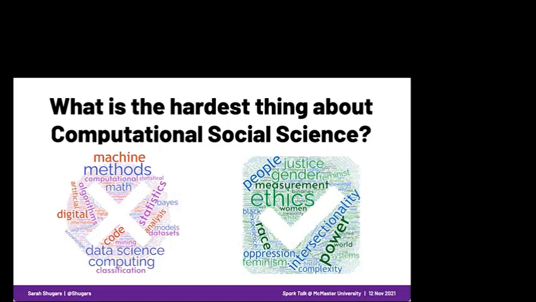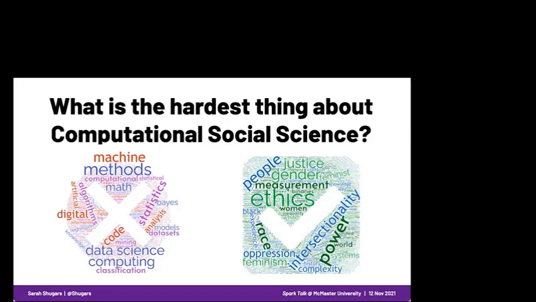So I do think that both of these elements are important, but really the core of doing good computational social science work is more this element of thinking about the ethical elements of what you're doing and the kinds of impacts it can have.